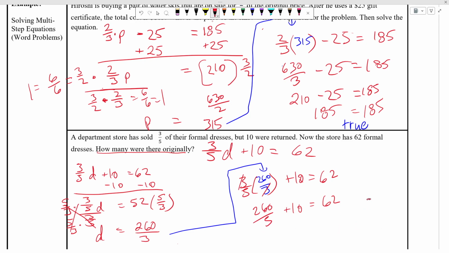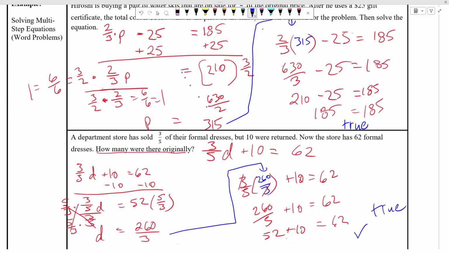And 260 divided by 5 happens to be, if I do that right, 52. So 52 plus 10 equals 62. Hey guys, guess what? 62 does equal 62. It's true. Therefore, all that work, I know, scary fraction, yikes. All that work though, we got a statement of truth out of it.